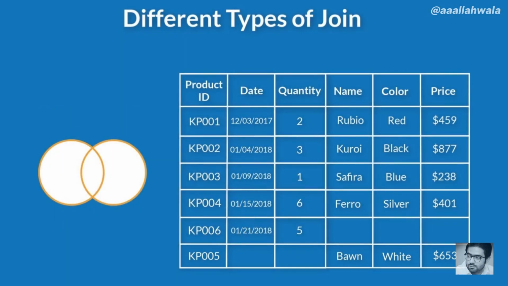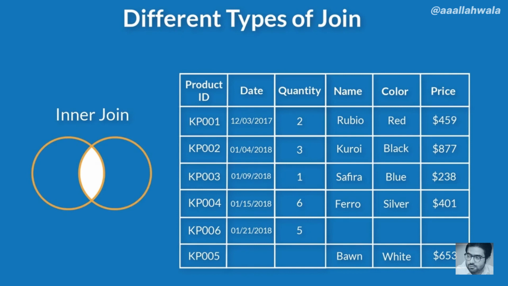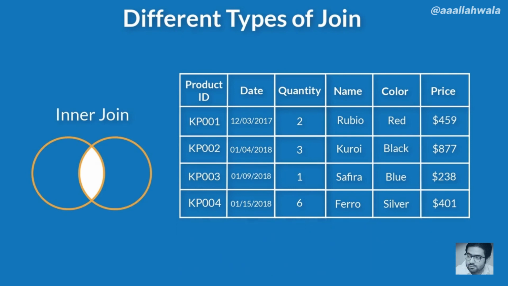Next, let's look at the inner join. With this join, we include only product IDs that feature in both tables. Here, we can see that the products which only appear in one table have been excluded. As a result, no null fields are created as part of an inner join.